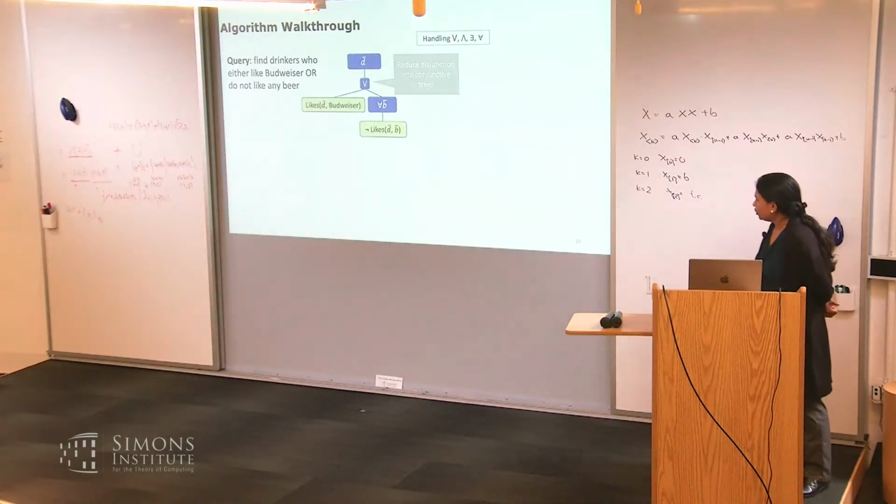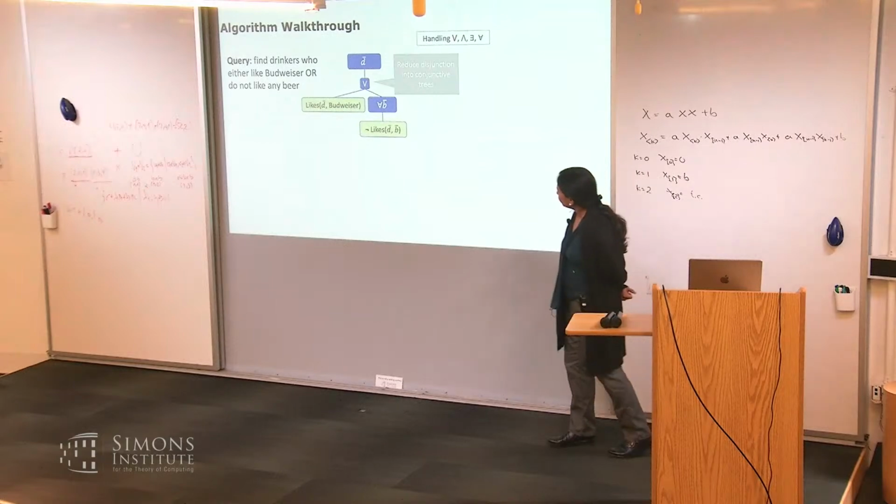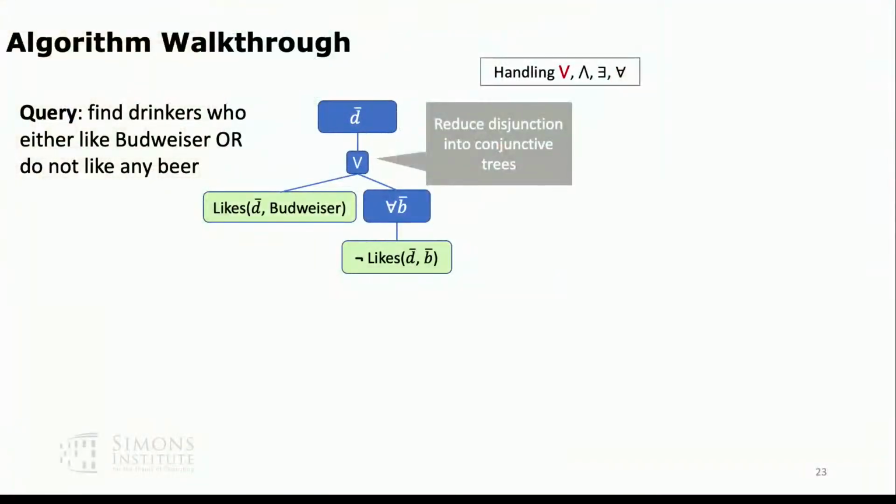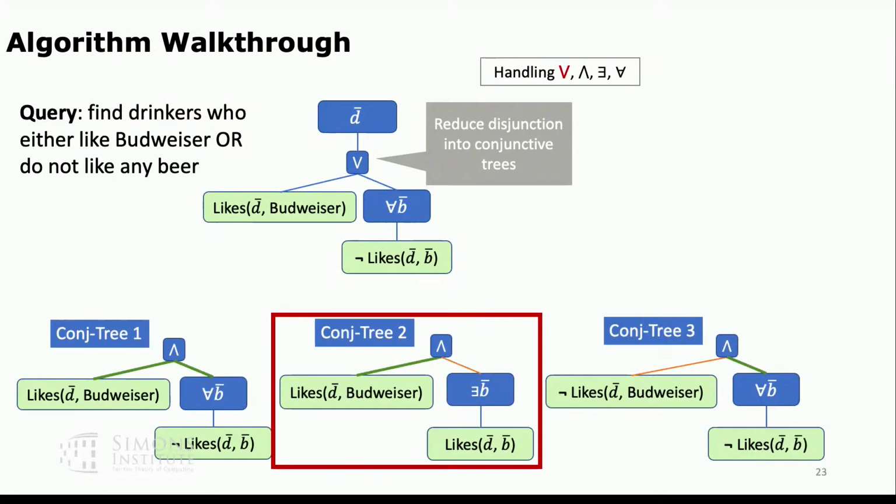Let me do a very simple walkthrough. You have a very simple query here: find drinkers who either like Budweiser or do not like any beer. We have a for all, and for all is the source of all complexities. If we have this or at the top, this is a recursive algorithm. We are building all this set of conditional instances one by one. If we have or, we are reducing it to these three conjunctive trees: both branches are true, or one branch is true and the other branch is not.